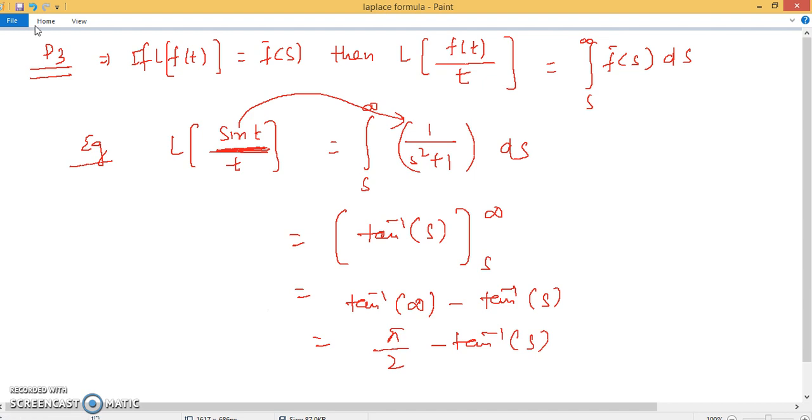So this is property number 3. What is property number 3? If the Laplace of f of t is equal to a bar of s, which we already know, and if somebody asks to find the Laplace of f of t divided by t, whatever is in the denominator, you find the Laplace of the numerator and integrate from s to infinity with respect to s. Okay, so we will see examples for this property number 3.